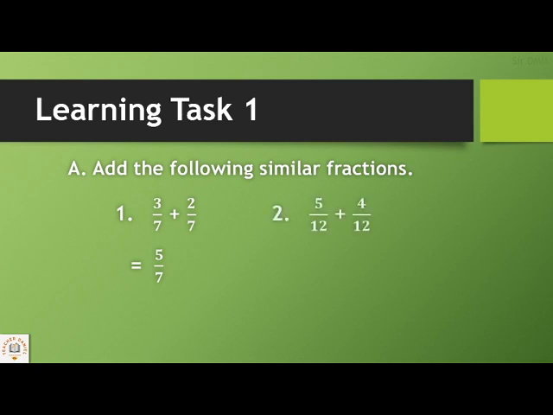Number 2, 5 over 12 plus 4 over 12. Correct. The answer is 9 over 12. So we can express our answer in simplest form. The final answer is 3/4. Very good.